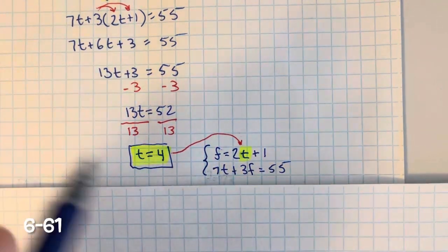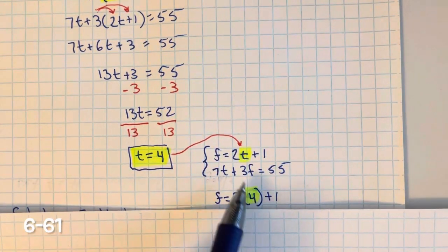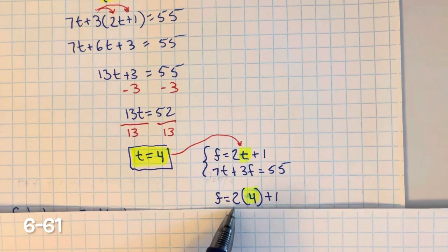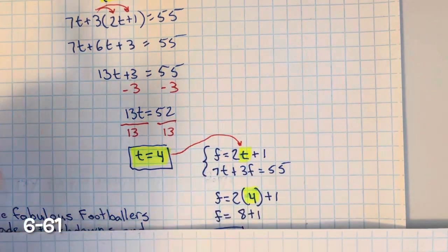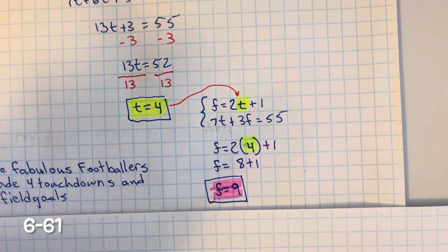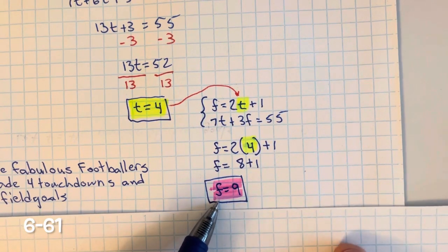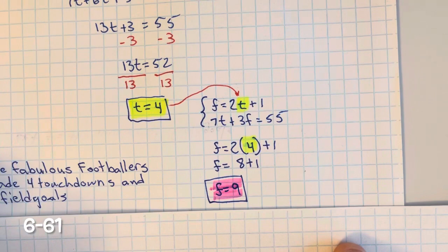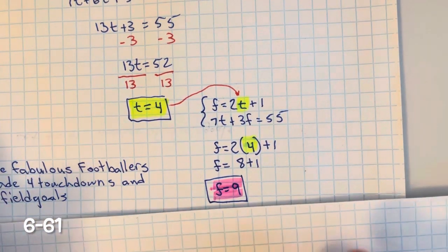So we have 2, and instead of t, we're going to plug in 4. So 2 times 4 is 8. 8 plus 1 equals 9. So we know that the number of field goals is 9. So the fabulous footballers made 4 touchdowns and 9 field goals.